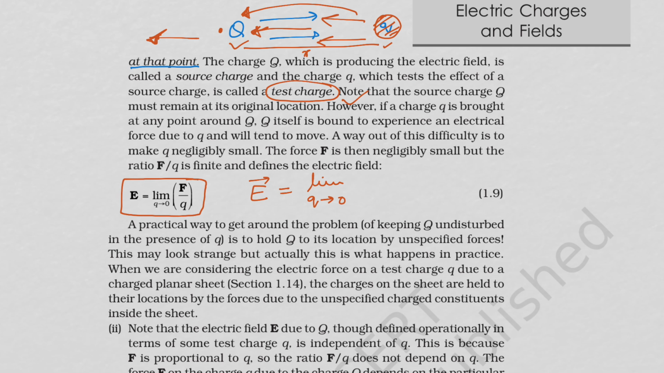So now E is equal to the limit q tends to 0 of F by small q. As I told you, this is a practical way to get around the problem that we should not change the value here. So we have to keep capital Q undisturbed in the presence of small q, and for that we need to take small q literally tending towards 0.